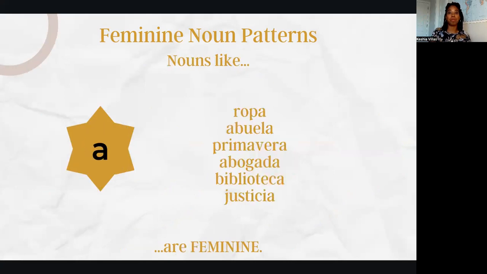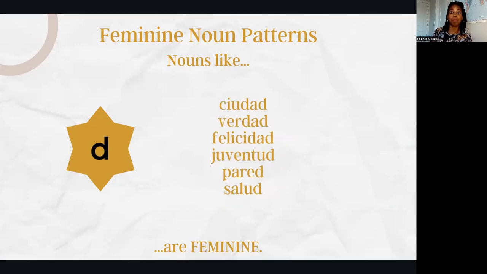Let's look at a few examples. We already talked about this last week, but I'm giving you a few more words. The word ropa means clothing. The word ropa is feminine. Abuela, you probably know this one already, means grandmother. Primavera means spring. Abogada means female lawyer. Biblioteca means library, and justicia means justice. All of these words are feminine. Let's look at our next letter.